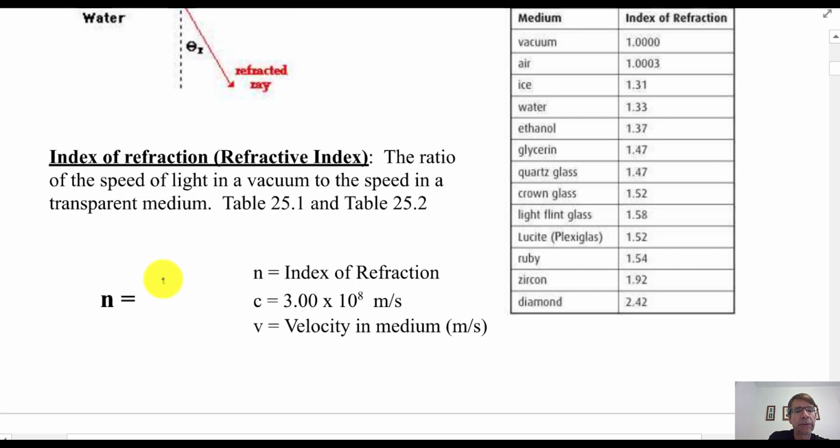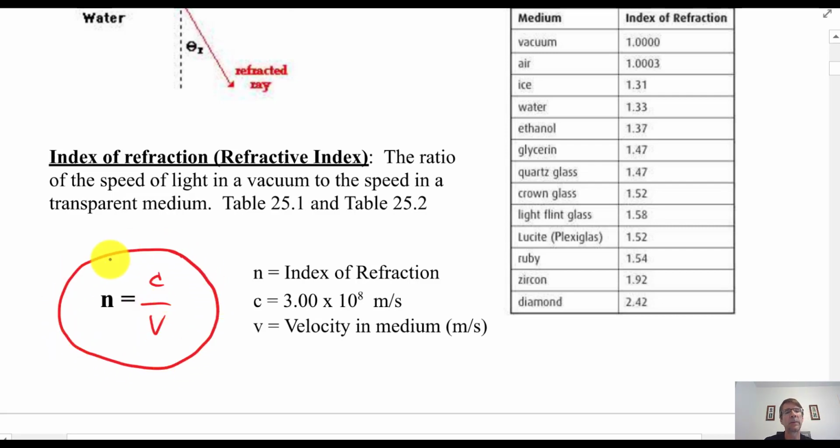N equals C over V, where C is our speed of light in a vacuum, the speed of an electromagnetic wave in a vacuum, 3 times 10 to the 8th meters per second. V is the velocity of the wave when it gets into the new medium. So for example, when light goes into glass, it slows down. When it goes into water, it slows down by a certain percentage.